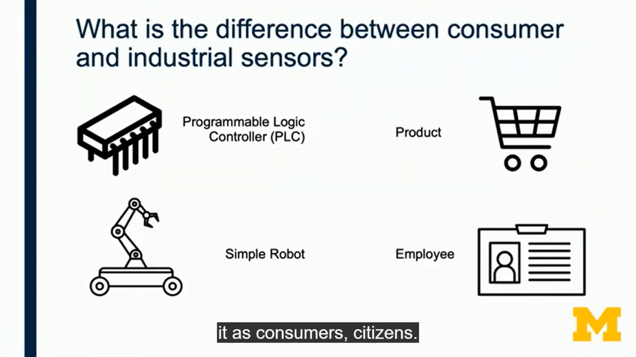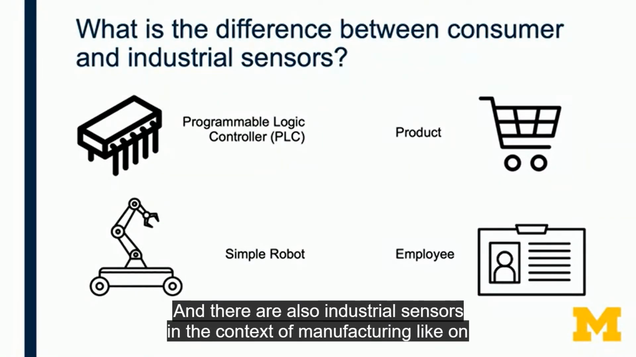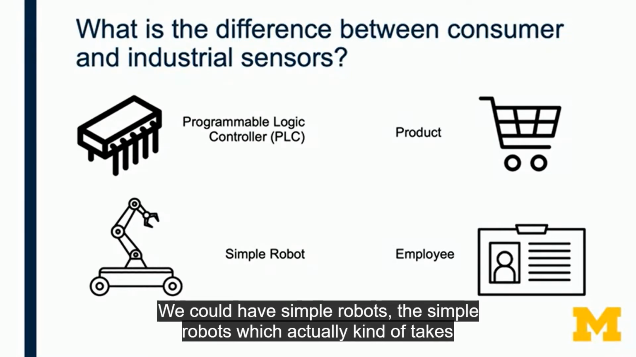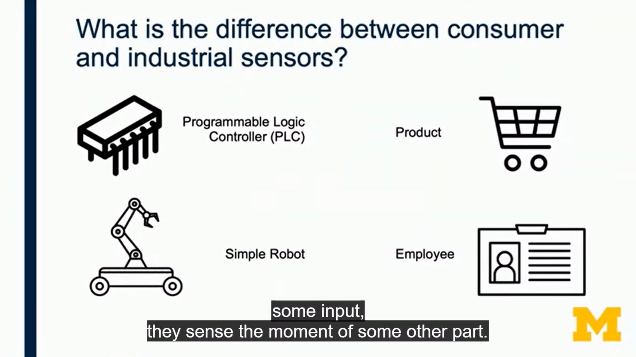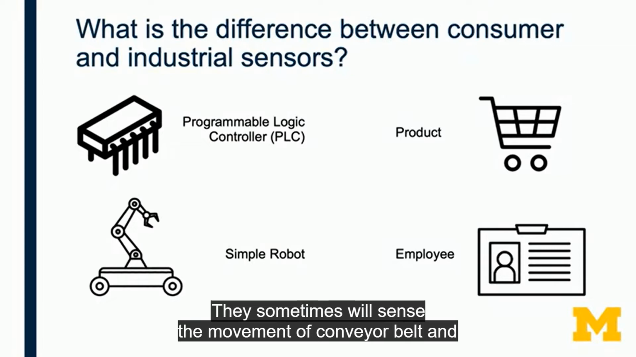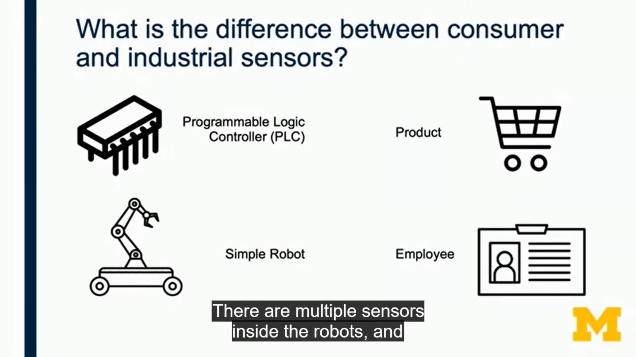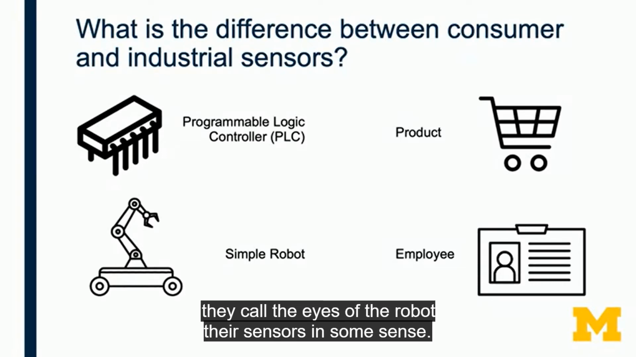And there are also industrial sensors in the context of manufacturing, like on the left-hand side of this slide. We could have simple robots which take some input. They sense the movement of some other part. They sometimes sense the movement of a conveyor belt, and they take an action. There are multiple sensors inside the robots, and the more complex the robots, you'll see computer vision, which they call the eyes of the robot. They are sensors in some sense.